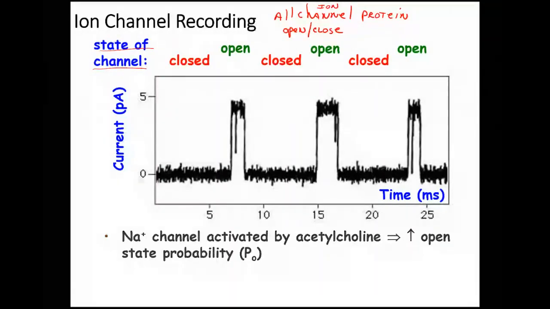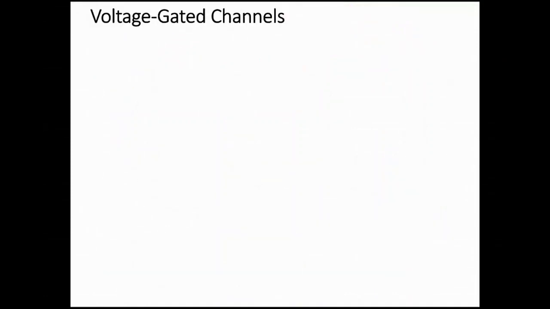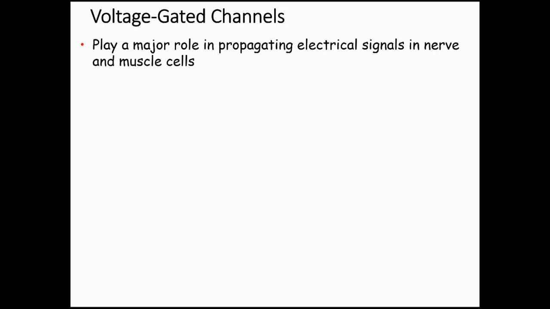All right, so let's leave the ion channel things out. Let's go back and talk about the voltage gated channels again. They're the most popular gated channels, the voltage gated channels. That's what we have probably the most of in our body.